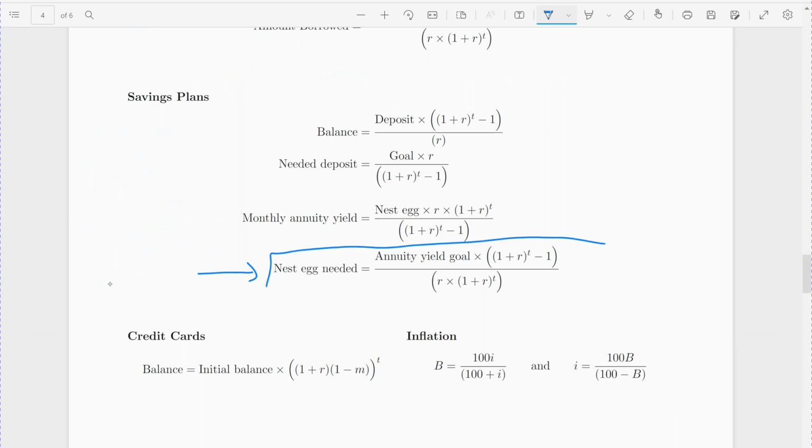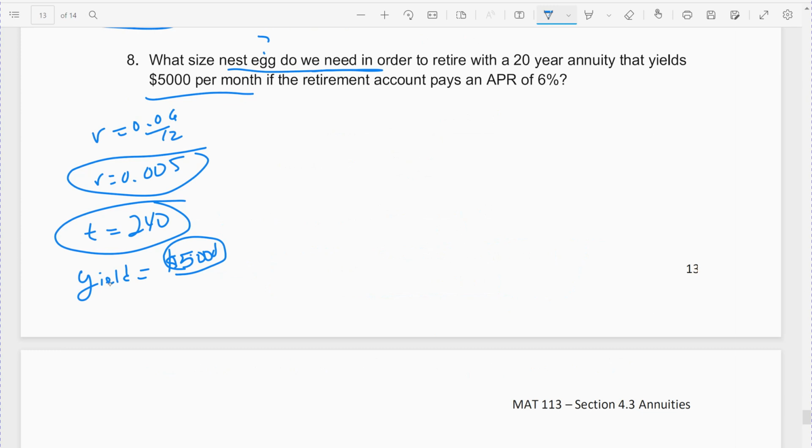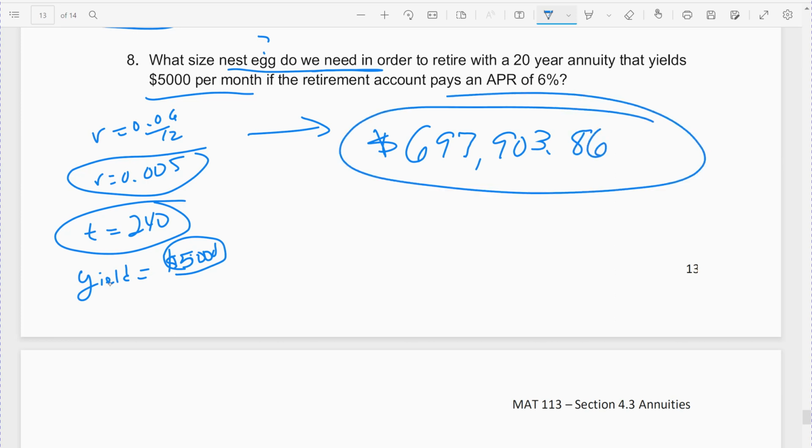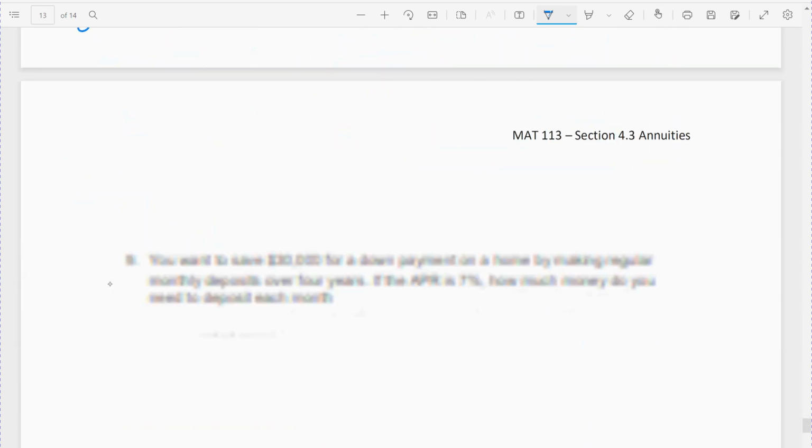Again, that's probably the more complex formula, so do make sure you really practice this one. Of all of them, this is the one that's a little trickier, as you do need the extra sets of parentheses. So do make sure you're careful and you practice how to plug it in the calculator. If you do, the nest egg in this case needs to be $697,903.86. That is how much you need to have in order to retire with that goal in mind.